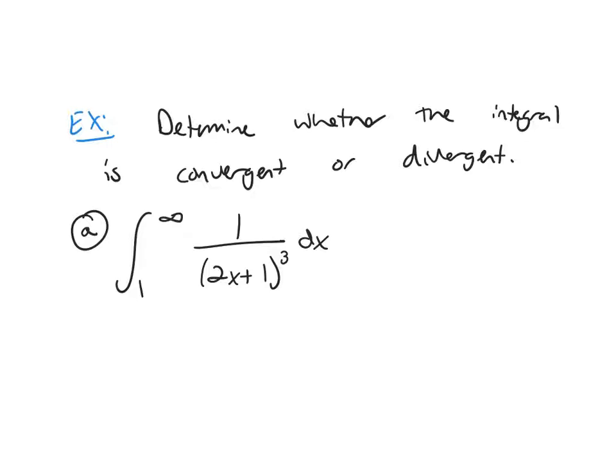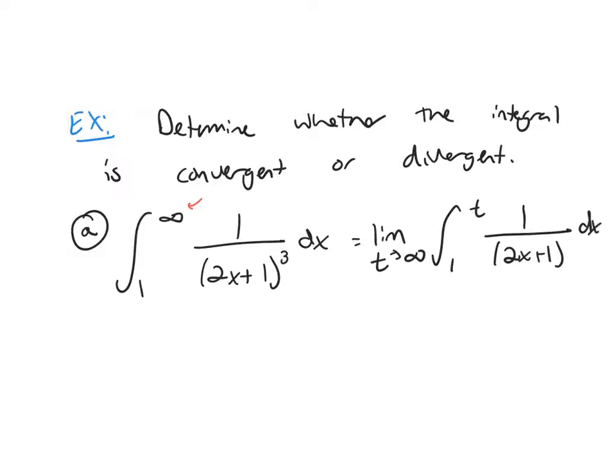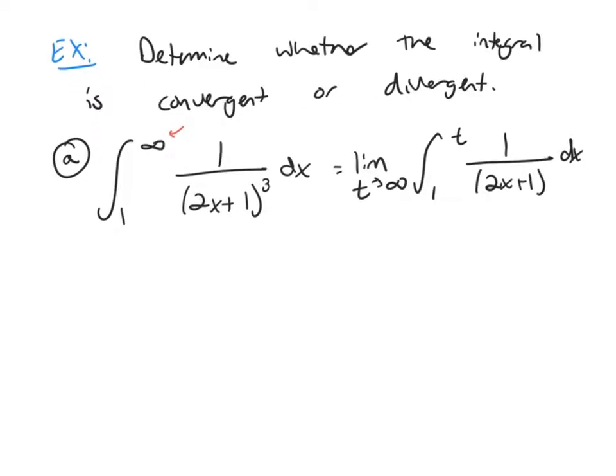Now this is obviously going to be an improper integral because of the infinity right there. Your first step with improper integrals is always to put in a limit. I cannot compute the integral until I get rid of that infinity. And now that that infinity is gone, I can compute this integral. So we're going to use substitution here. U would be 2x plus 1. Du would be 2 dx.